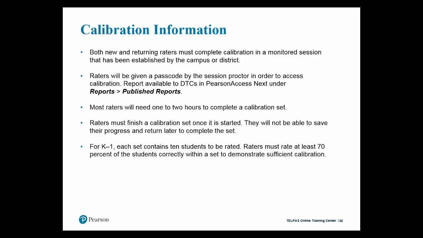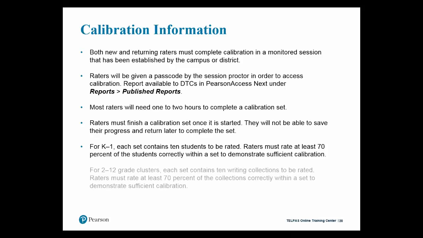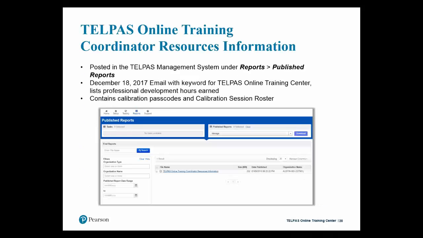And for K1, they will have 10 students to be rated, and they have to rate at least 70% correctly in order to demonstrate sufficient calibration. And the same thing applies for those 2 through 12 clusters. They'll have 10 writing collections, and raters have to rate at least 70% of the collections correctly in order to demonstrate sufficient calibration. And here is a screen capture of the resource that I was mentioning in the assessment management system in Pearson Access Next.